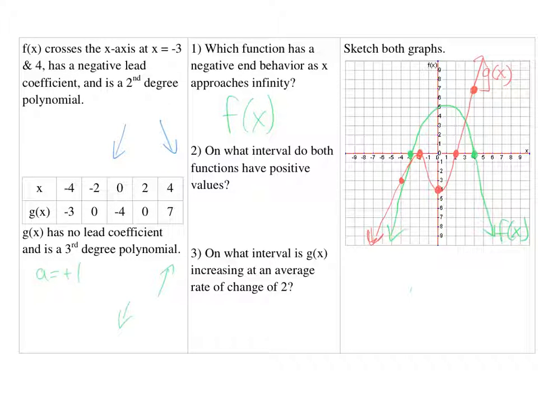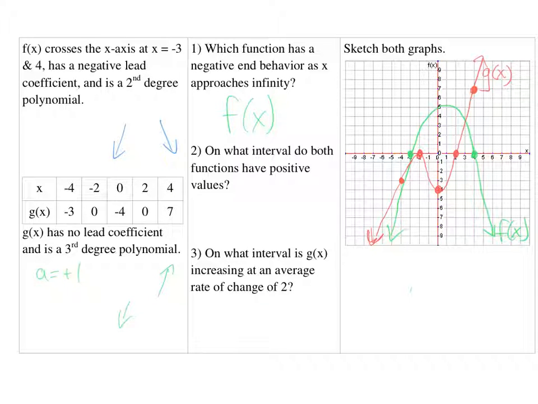Number 2, this is a little bit harder. On what interval do both functions have a positive value? Now, when I say positive value, I mean that the graph is above the x-axis. Positive value means above the x-axis. So let's look at the green graph. Let's start with one graph and then compare it to the other.